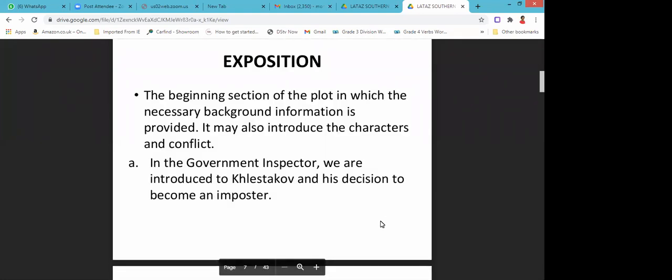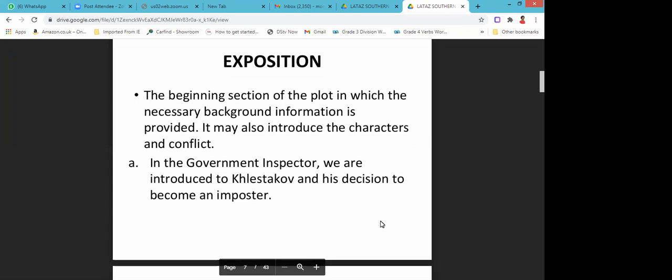Let us look at the first stage of a plot, which is the exposition. This is the beginning section of the plot in which the necessary background information is provided. Characters are introduced, conflicts are introduced. Sometimes quite a number of characters are introduced, and other times between the exposition and the rising action, you have more characters and conflicts that are introduced.